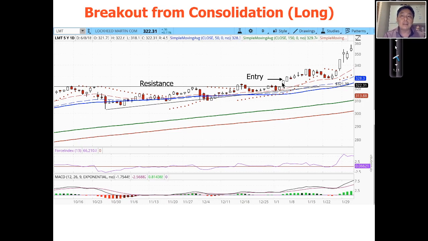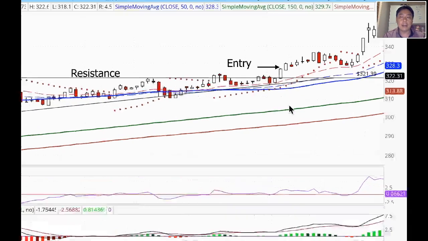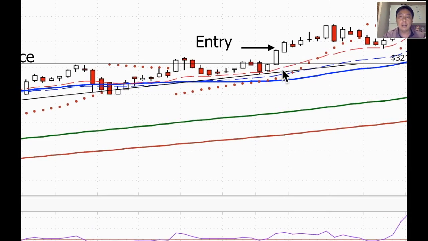Number one, is the 20 above the 40 EMA? Yes, you can see this red dotted line above the blue dotted line. Check. Is the 50 moving average above the 150 moving average? Yes, check. So moving averages indicate a short-term uptrend and a medium-term uptrend.